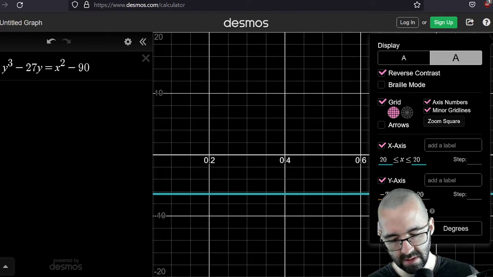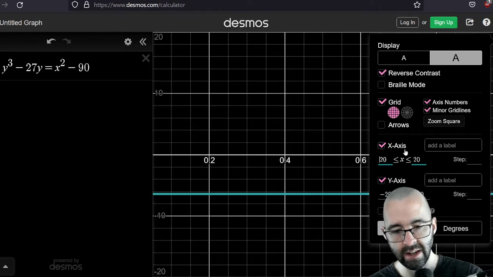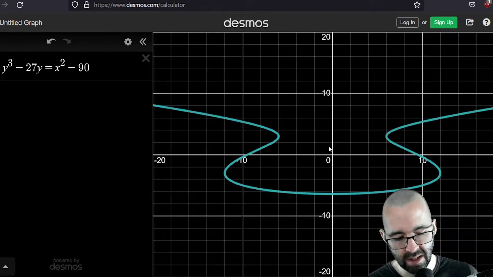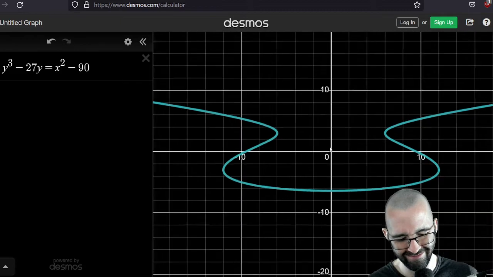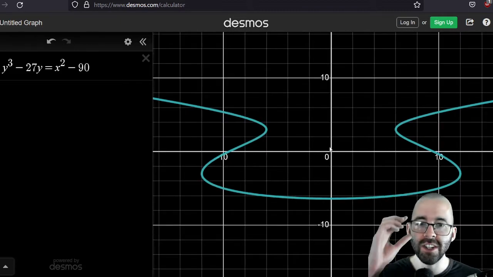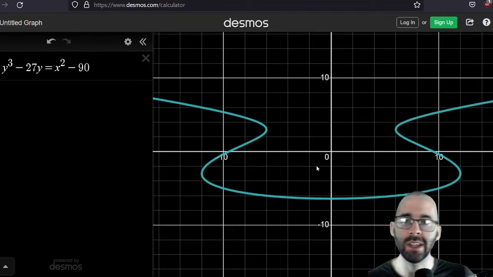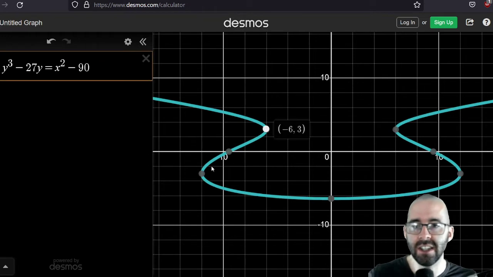Oh. Wait, really? Oh, I didn't write negative. Negative 20 and 20. Oh. Huh. So we should expect 4 answers. Visually, we should expect 4 answers. Vertical tangent line here, here, here, and here.